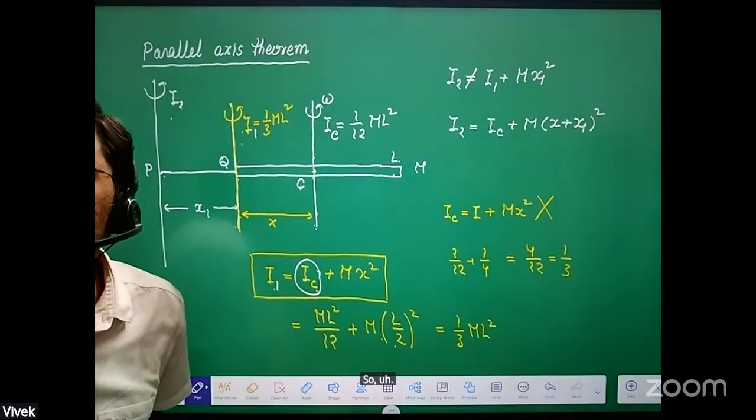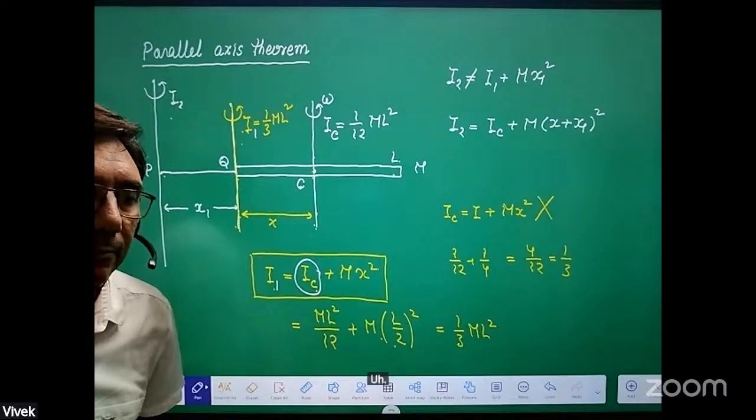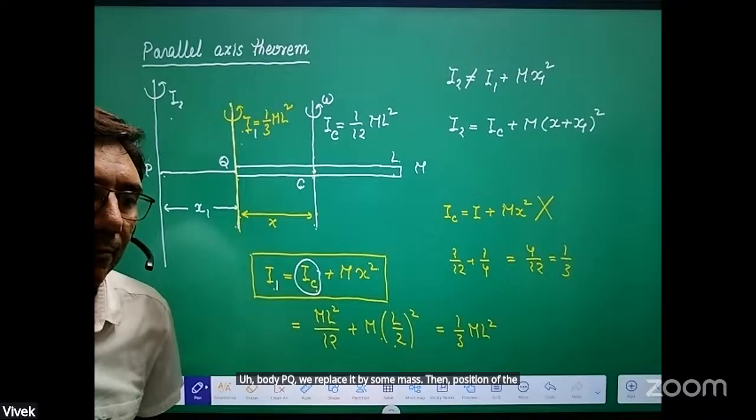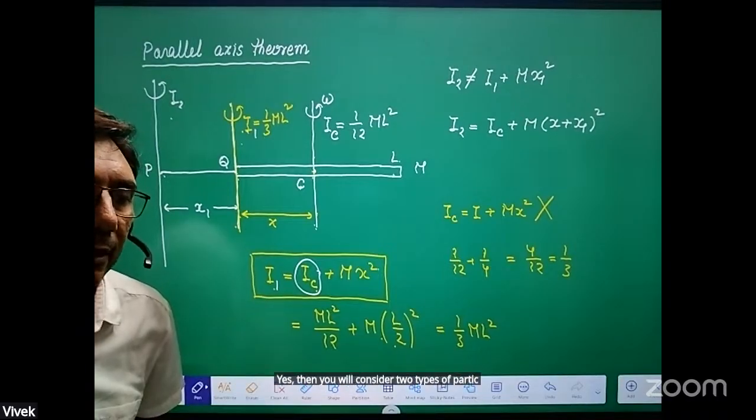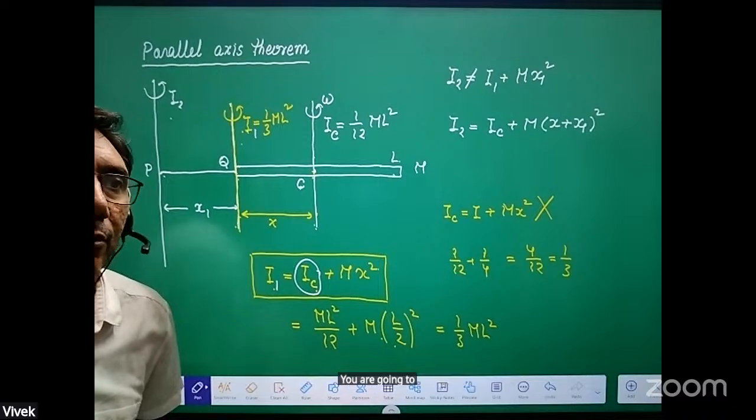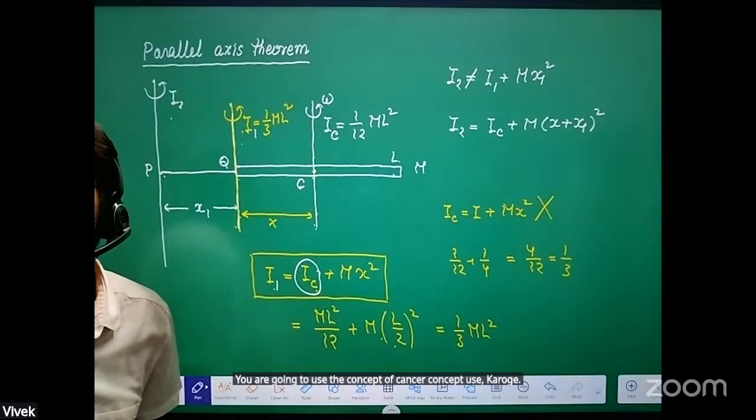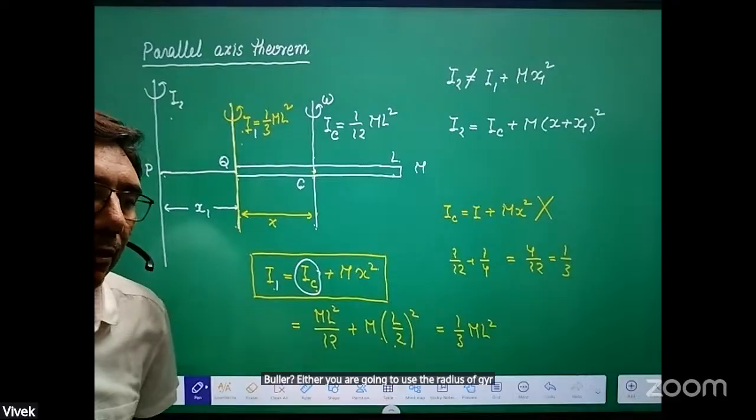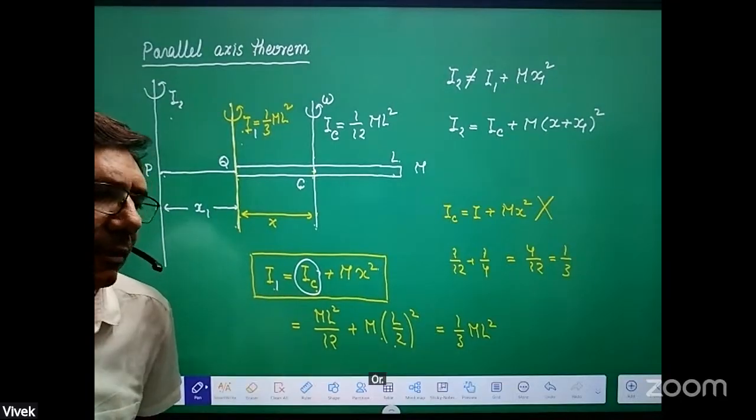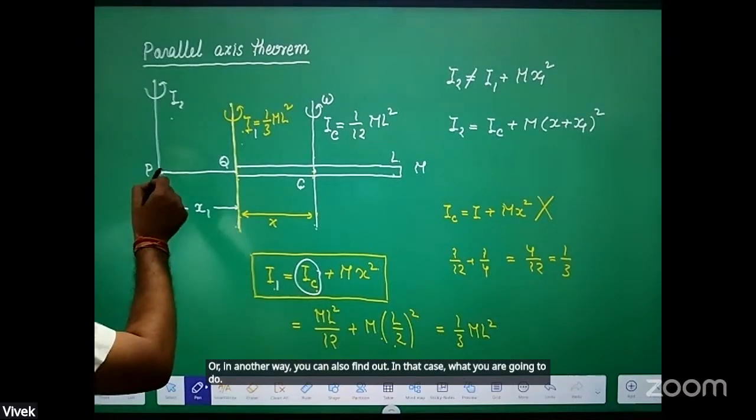If in place of massless body PQ we replace it by some mass, then the position of the center of mass will change, right? Then you will consider two types of particles. In that case, which concept will you use? Either you are going to use the radius of gyration concept, or in another way you can also find it out. In that case, try to understand what you are going to do.